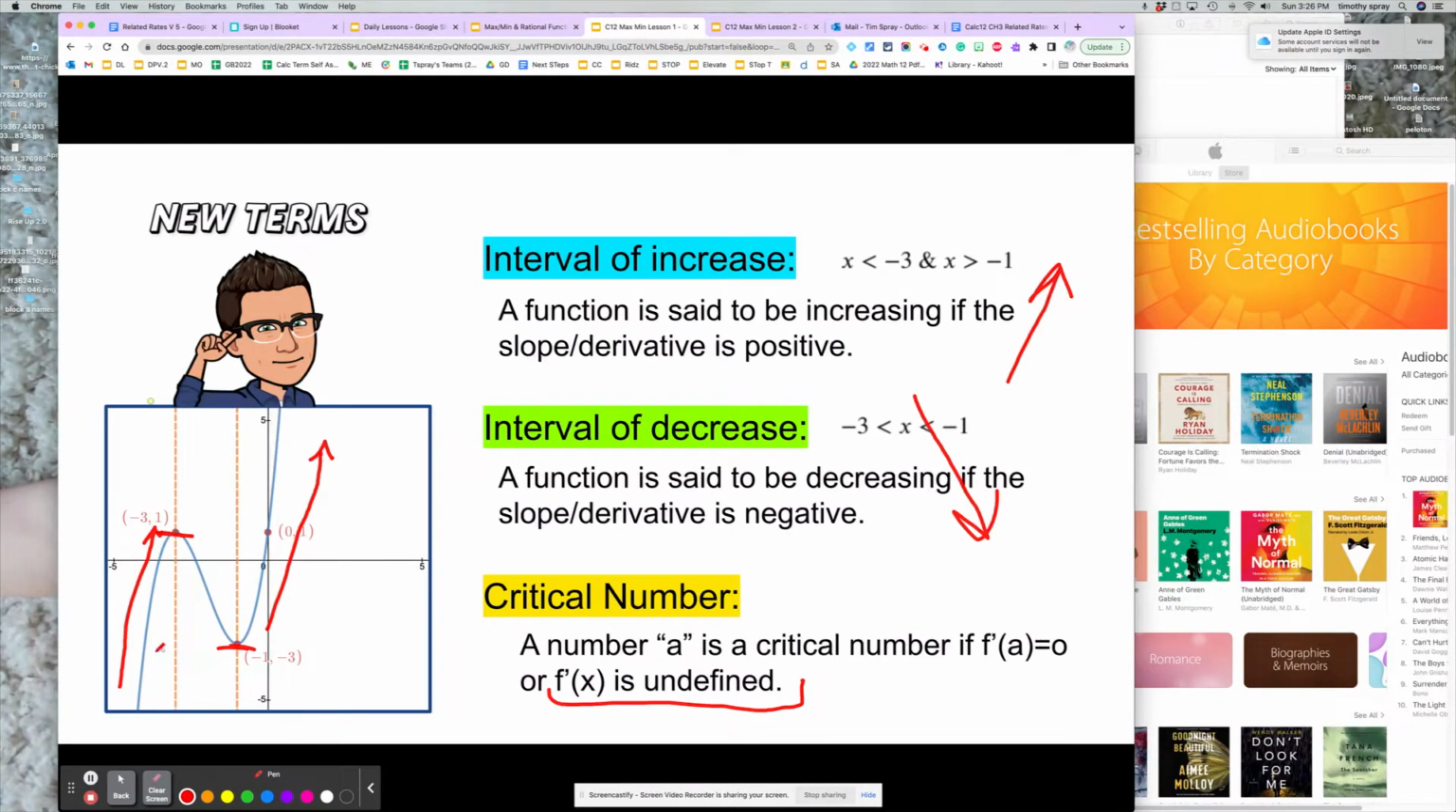But a critical number is a number in which the derivative is 0 or the slope is 0. And the reason it's critical is because it tells us where it turns around. So we're going from increasing, goes through the 0, and now decreasing. Goes through the 0, changes from decreasing to increasing. So they are critical numbers. They're telling us key information.